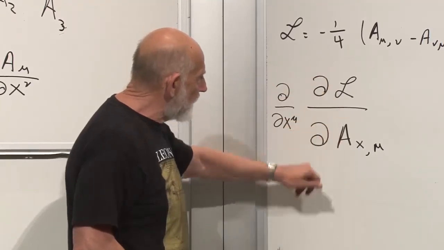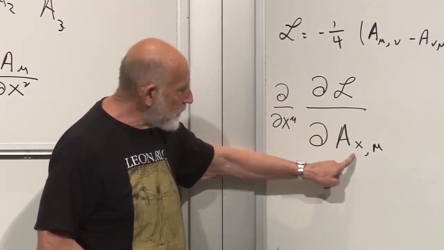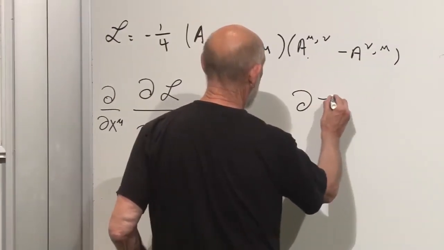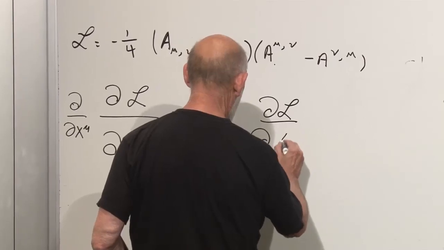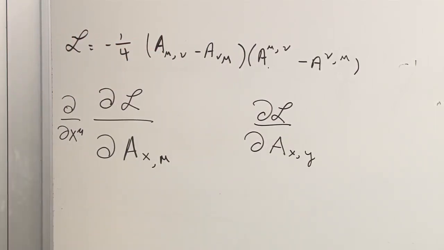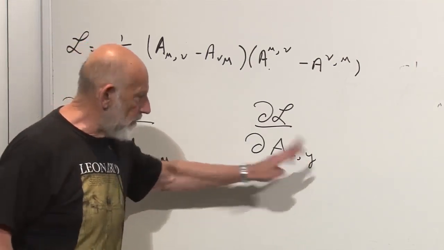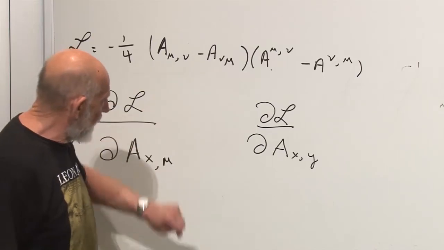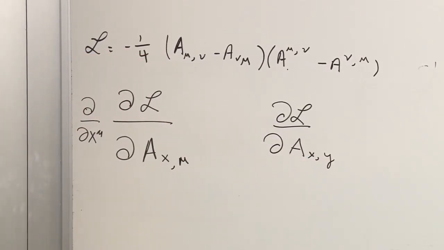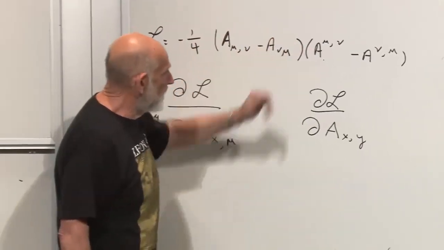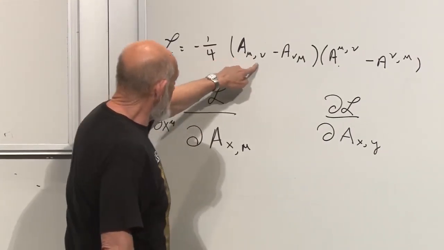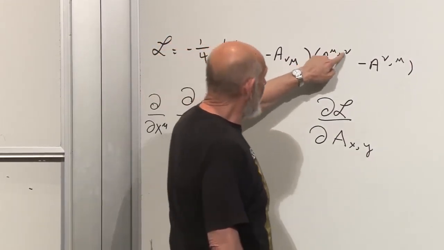So what we need to calculate is the derivative of the Lagrangian with respect to specific derivatives of specific components of A. Let's take an example. Derivative of the Lagrangian with respect to A x comma y. Everybody understand what that means? You look in the Lagrangian, you look for A x comma y. That means the derivative of A x with respect to y, and you differentiate the Lagrangian. Okay, where are we going to find A x comma y in here? Basically, there's one term in the sum over mu and nu. It's A x comma y minus A y comma x times A x comma y minus A y comma x.